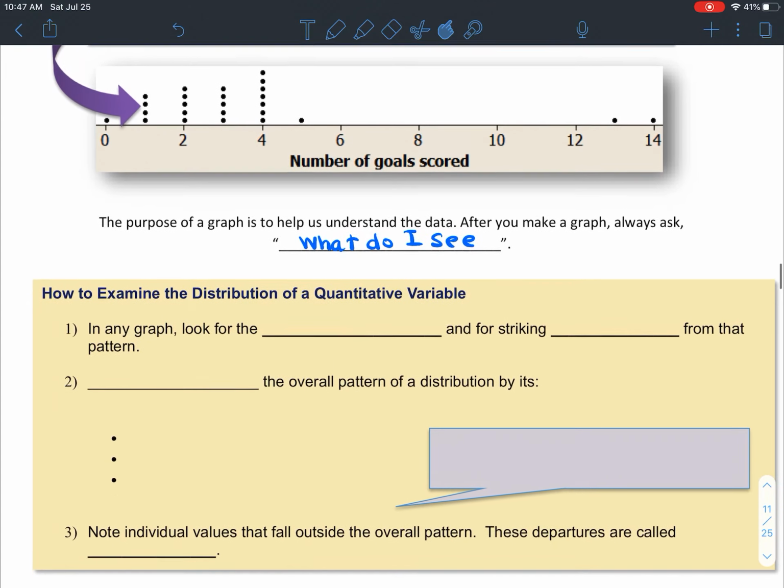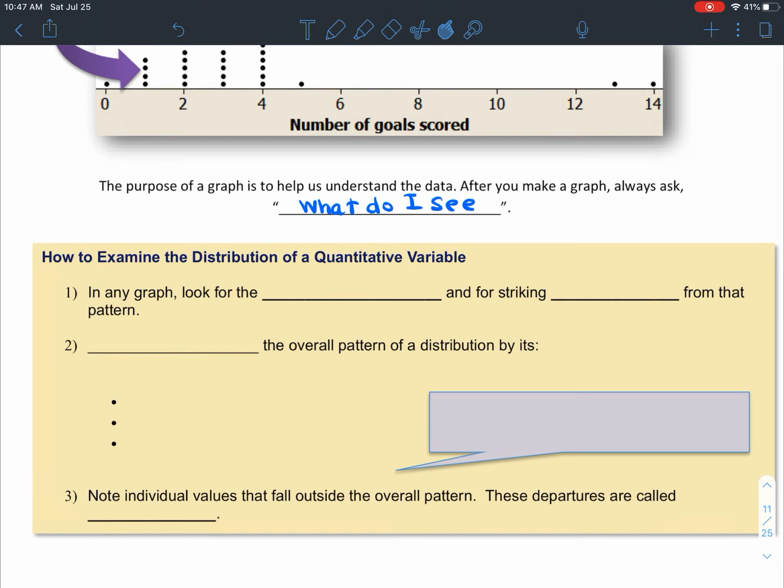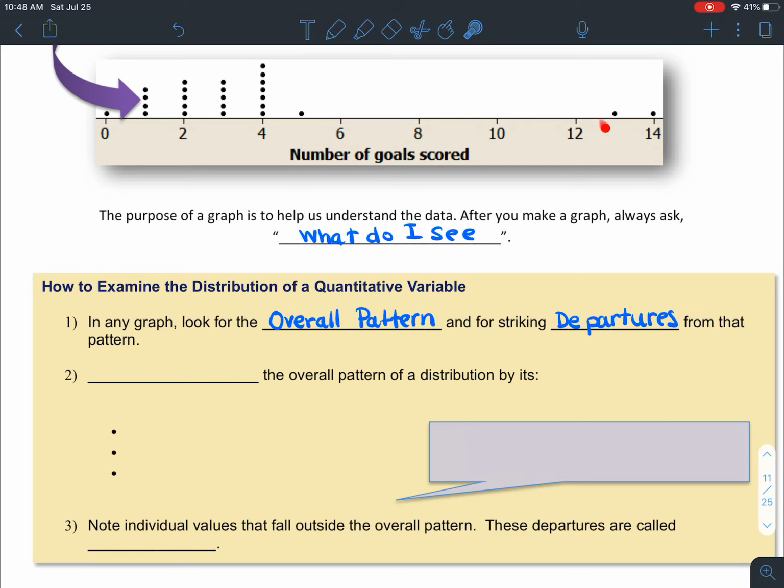And there are a lot of acronyms in AP statistics, and so I'm going to give you one of those here today, but we'll start here with, in any graph, you want to look for an overall pattern, and for any striking departures from that pattern. Okay, that's what we would refer to as maybe being an outlier or some type of unusual value. And we can see that, wow, there were a couple games where they scored 13 goals and 14 goals here. Those are striking departures away from the overall pattern where most of the goals were between 0 and 5.